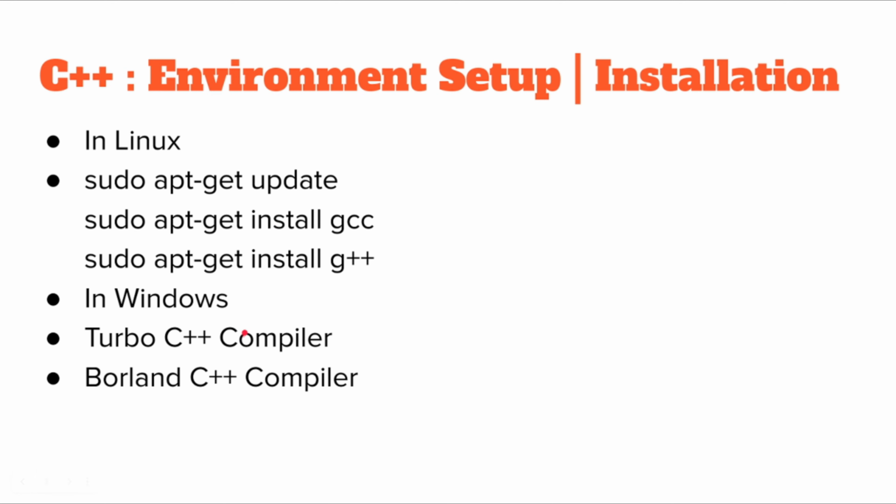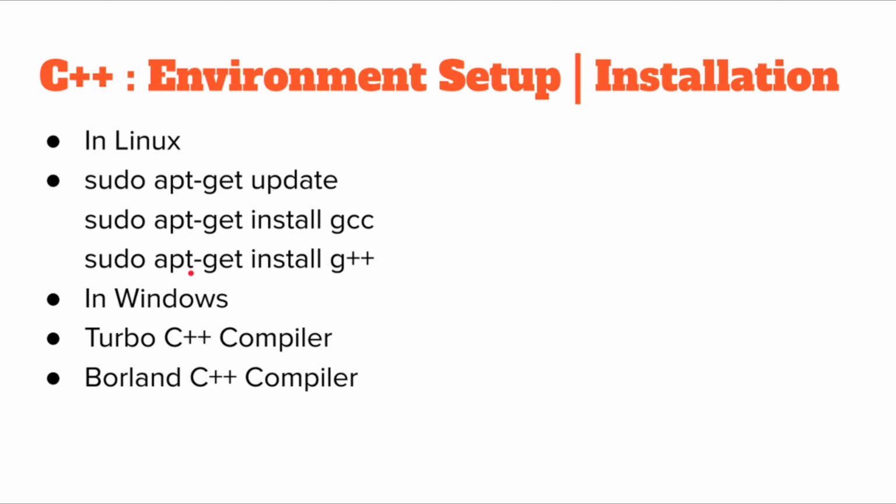And for those who use Windows, there are freely available compilers on the internet. You can directly download Turbo C++ and Borland C++, right? So for a beginner level, these two compilers are very good for you, right? So you can install that as well, right?